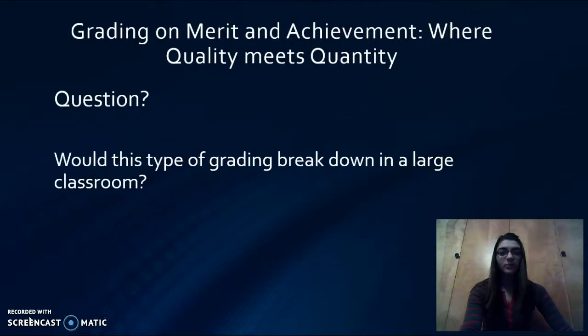I do have a question. Would this type of grading break down a large classroom? Would this just be for small classrooms, for the higher classmen?